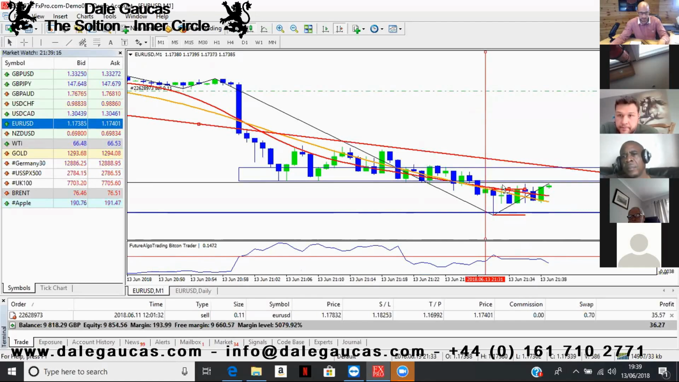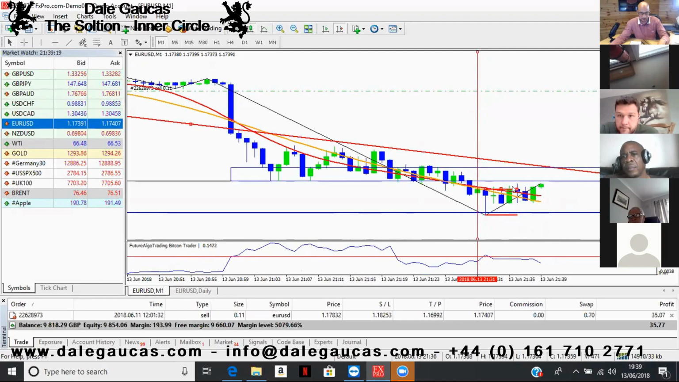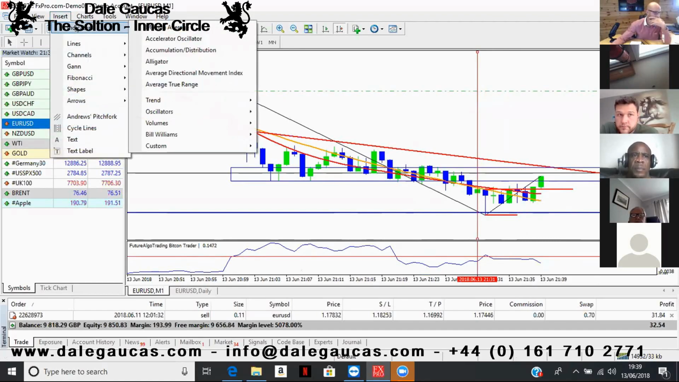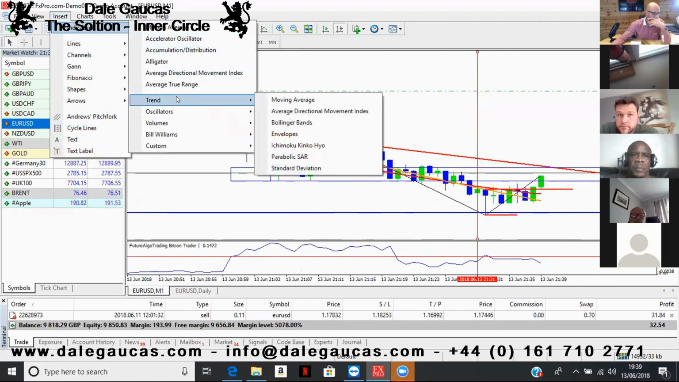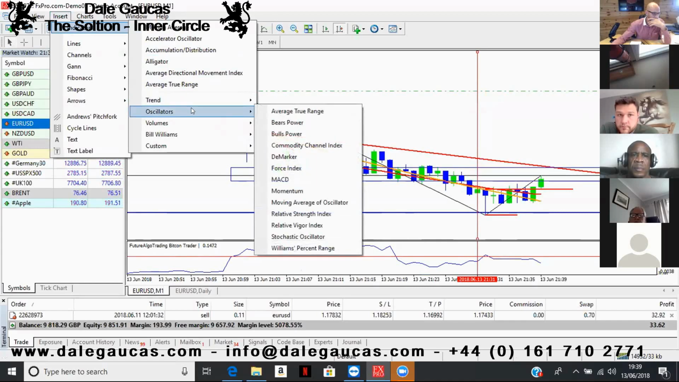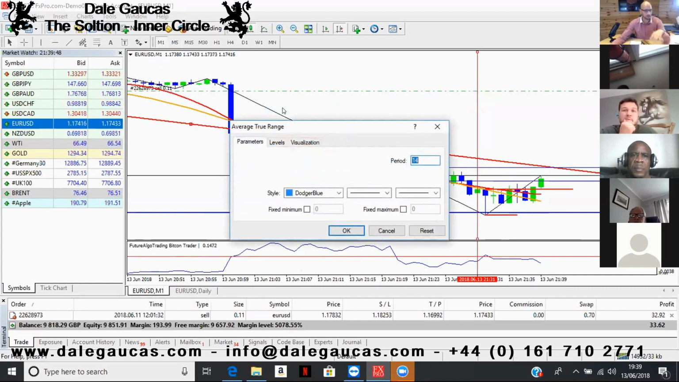What you're saying to the market is if you break that bar, take me in, and you had a stop loss there. Now, what you would do is put 2 times the ATR there, average true range. So the indicator you would put on, insert indicators, trend, average true range. Is it Bill Williams? Average true range, bump.